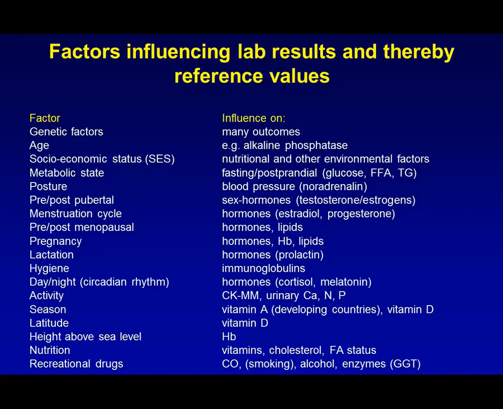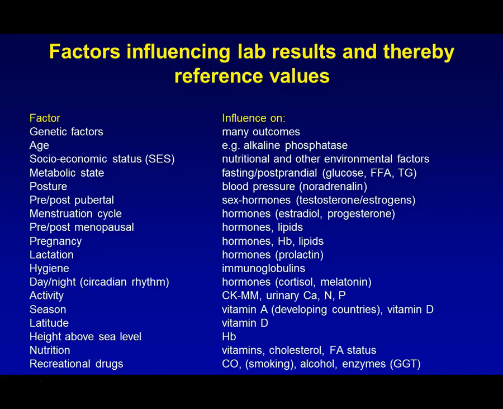Hygiene and also public health influences the levels of immunoglobulins. Circadian rhythms influence notably cortisol and melatonin, which will be shown in a graph later on. Activity gives a small damage of muscles, and therefore creatine kinase, notably the muscle-derived one, is increased after extreme activity. But it also influences urinary calcium, nitrogen and phosphate.